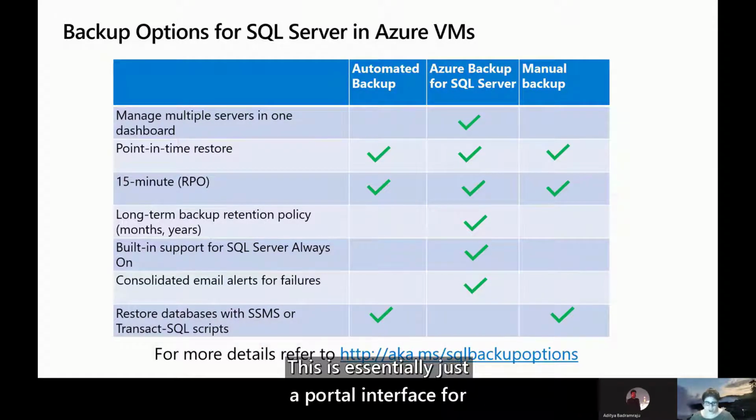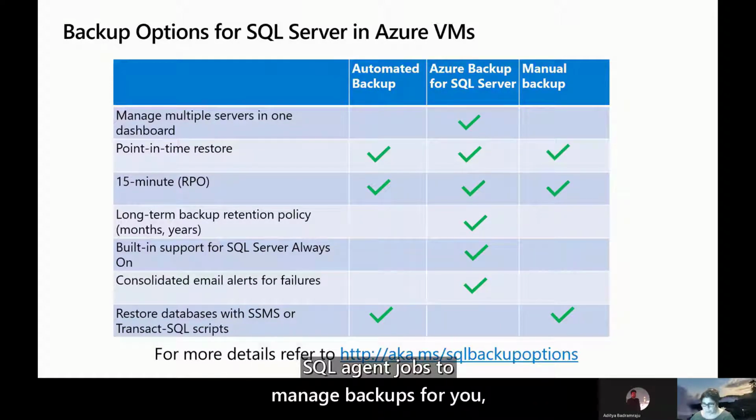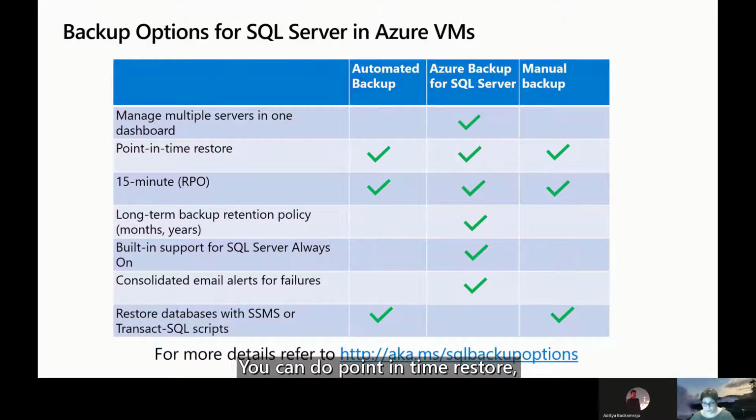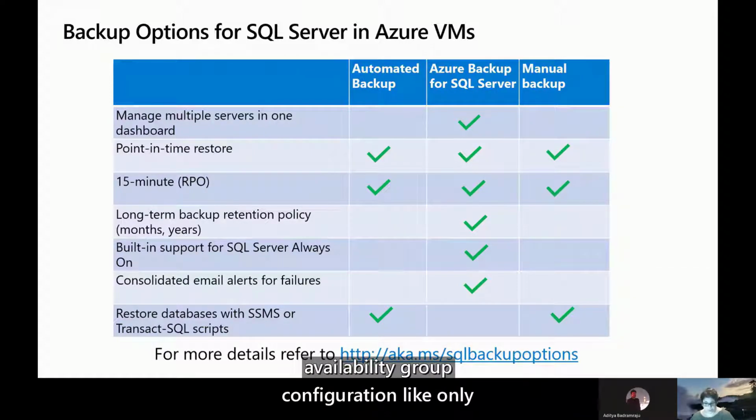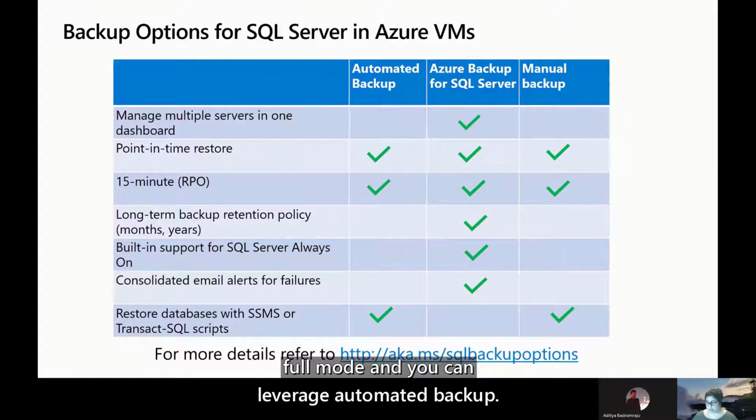And this is essentially just a portal interface for the managed backup that exists already in SQL Server. So what this does is it just configures SQL agent jobs to manage backups for you, and it gives you a portal interface to be able to manage all of that. It's very basic. You can do point-in-time restore, but there's no long-term backup retention. You can only go up to 30 days. It doesn't have built-in support for availability groups, so we can't honor availability group configuration, like only backing up on the secondary, for example. But it does allow you to do things manually with scripting if you like. And automated backup is free. All you have to do is install the IaaS extension in full mode, and you can leverage automated backup.